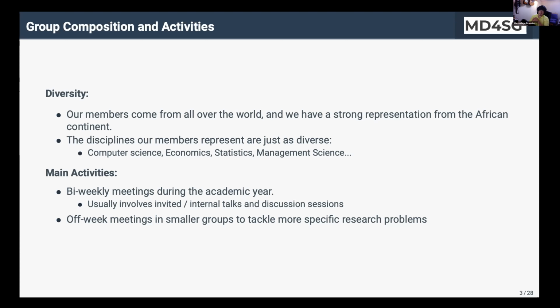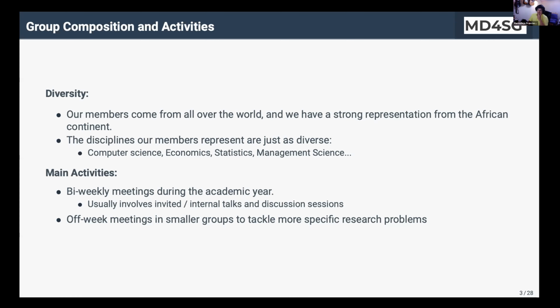And just as much as geographic diversity, we also have an academic diversity as well. We have individuals from computer science, from economics, statistics, management science, and we also have some strong collaborations with individuals from NGOs or other policy institutions that are actually implementing some of these solutions in practice.